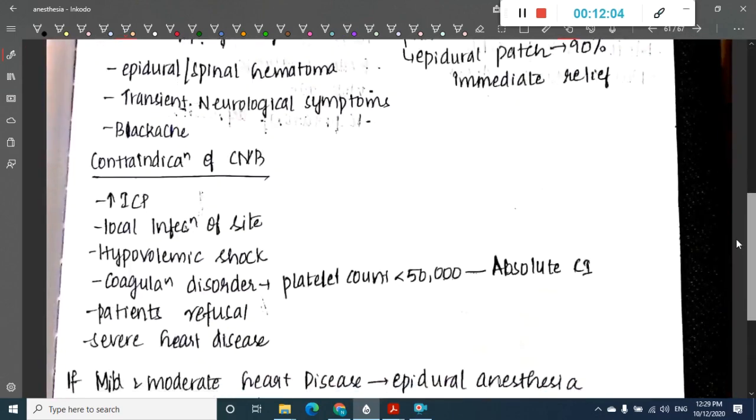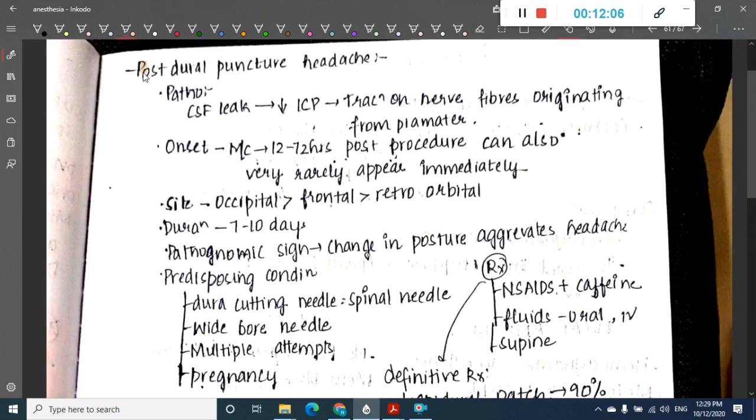Then we have one more complication, which is post-dural puncture headache. This is very important. In post-dural puncture headache, there is a CSF leak, and this CSF leak will decrease the intracranial pressure. This will cause traction on nerve fibers originating from the pia mater, and because of this traction, it will result in headache.